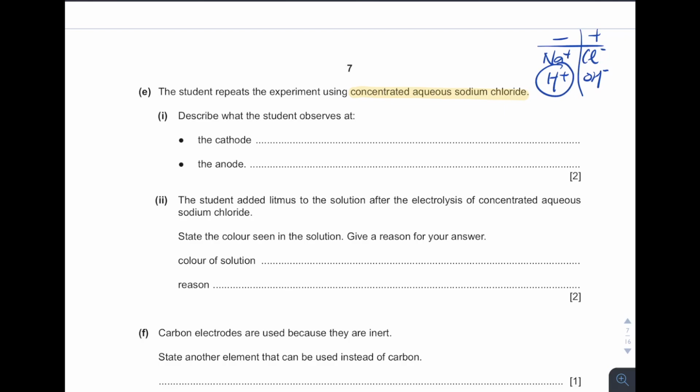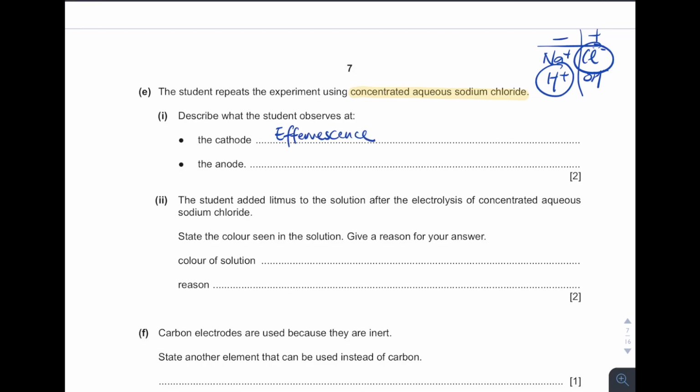And then how about the anode? This is concentrated. If it is a concentrated electrolyte, the halide ions will always get selected. The halide ion is chloride, isn't it? So therefore, chloride will get selected. So what are the observations? You are asked about the observation. Do not write the products produced. So at the cathode, which one gets selected? Hydrogen. So the observation is effervescence.